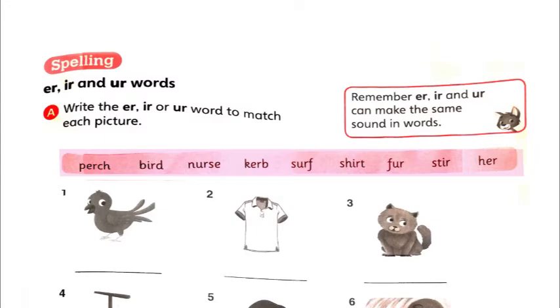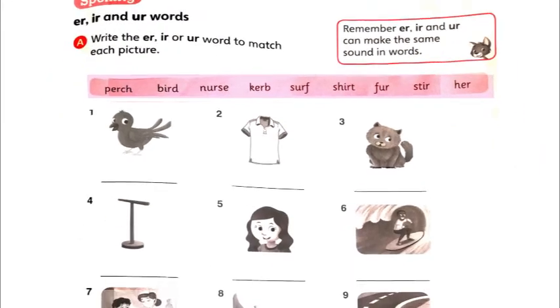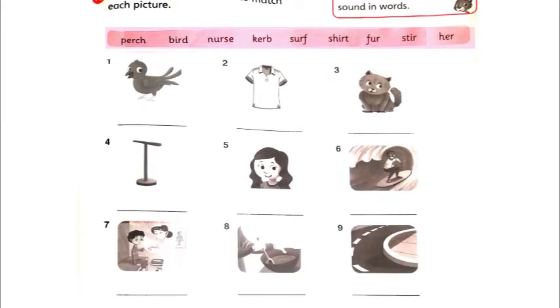So now you can see they have given us the words in the bracket. They want us to write it next to the picture. Okay, so let's read the words first with this sound. Okay, so perch, bird, nurse, curb, surf, shirt, fur, stir and her. So these are the 9 words that they have given us. We are supposed to write it next to the picture. Now you can see the pictures, isn't it?